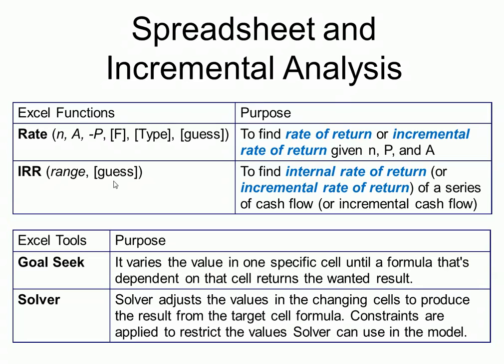Also, other things that could be useful when doing incremental analysis are Excel tools such as GoalSeek and Solver. GoalSeek varies the value in one specific cell used in a formula that's dependent on that cell, to return the wanted result, while Solver adjusts the values in the changing cells to produce a result from the target cell formula. And then constraints are applied to restrict the values that Solver can use in the model. So all of these, GoalSeek and Solver, allow us to do some optimization or some type of analysis. All right, so that's it for choosing the best alternative, and I look forward to seeing you again.